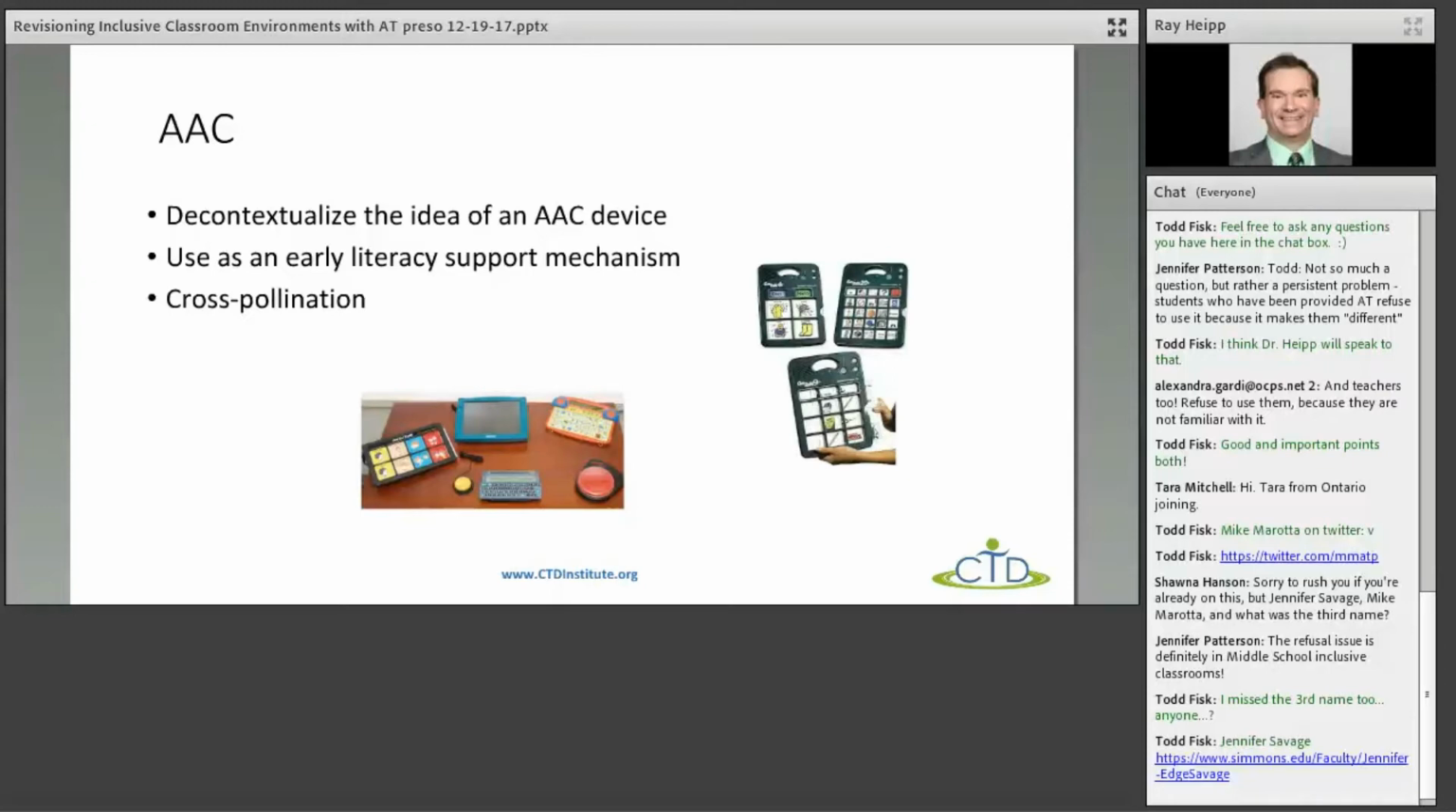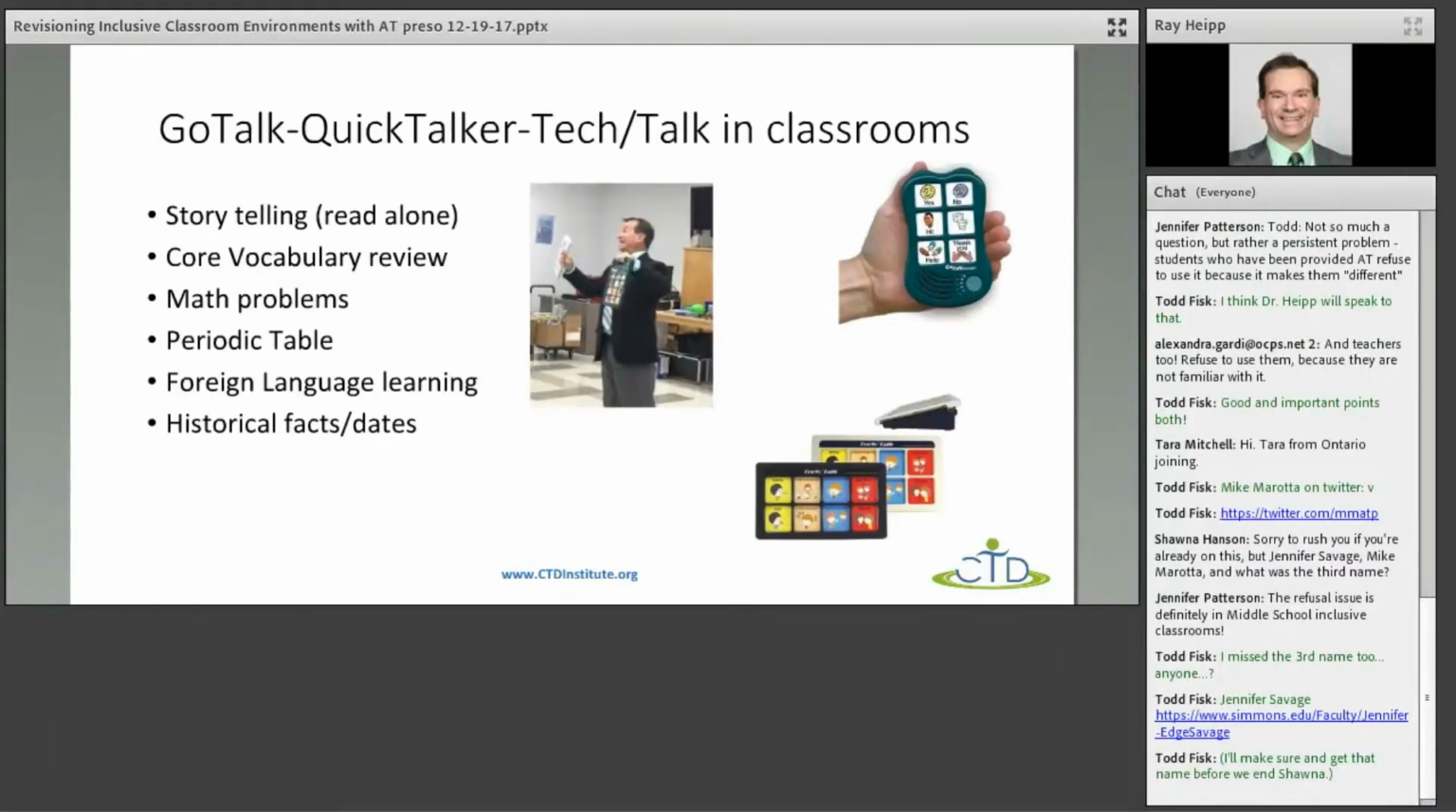AAC devices, as we have them, we're going to shift into AAC devices. AAC devices really can be used for so much more. And when I say so much more, what I'm talking about is communication as a whole, not just for those that can't communicate due to being unable to speak or having some other issues that limit their communication abilities. So we see a lot of times things like GoTalks or QuickTalkers floating around a classroom. We can actually use those as literacy support mechanisms and cross-pollination within other courses too.